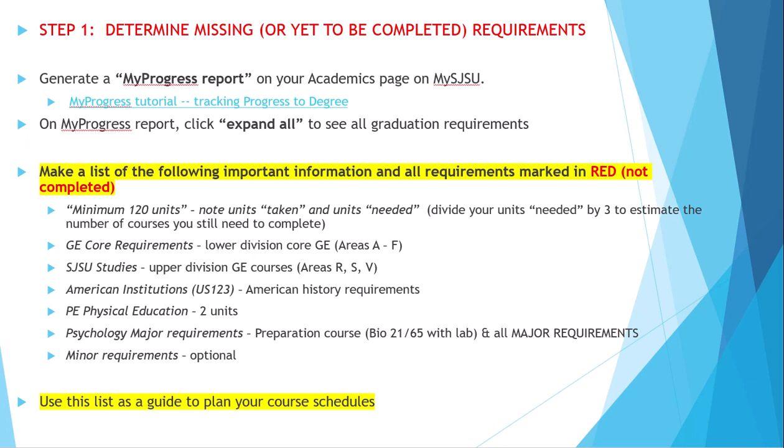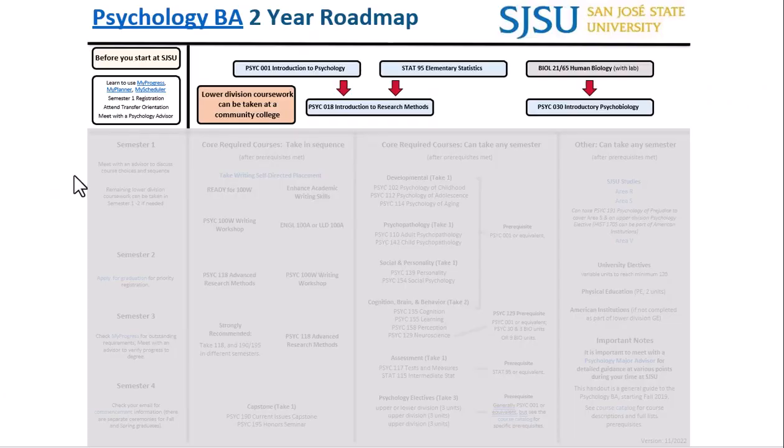All right, so now that you've done your My Progress report and made a list of all of your requirements, let's talk first about those lower division psychology requirements.